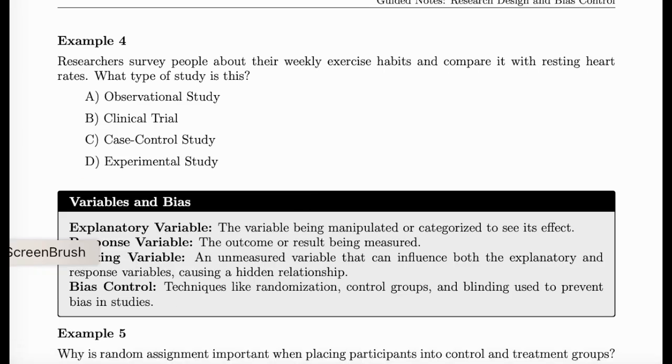Okay, looking at example 4, we have researchers survey people about their weekly exercise habits and compare it with resting heart rates. What type of study is this? Now, this is a situation where no one is being told what to do. There's no groups that are separated. There's no treatment being applied. The researchers are just trying to record what people are already doing. So this is a very simple and classic case of observational study.